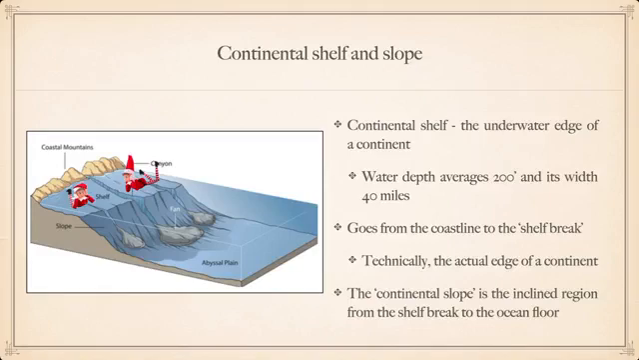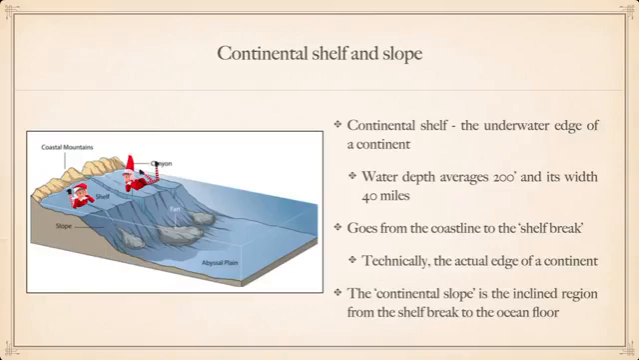And it goes from the coastline itself to the shelf break, which is the actual technical edge of a continent. So, the continental shelf is the underwater edge of a continent, the place between, say, where the land meets the water and the actual edge of the continent itself. The water depth there averages about 200 feet and its width is roughly 40 miles.